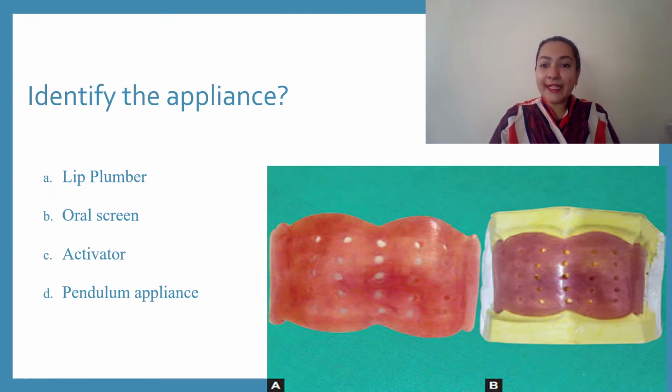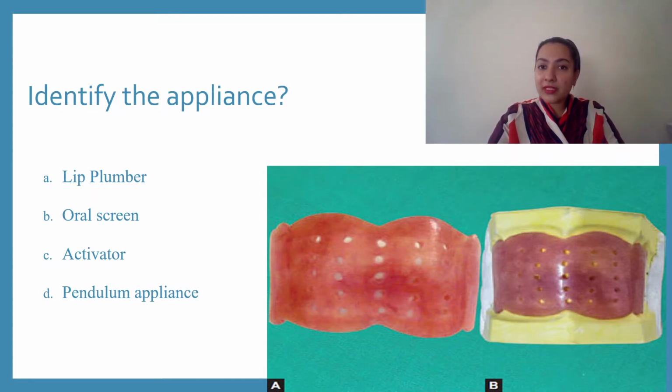Next question, identify the appliance. Is it a lip bumper? Lip bumper? No, it is not a lip bumper. Lip bumper is also known as lip plumber. It is used to remove the restrictive forces of the lips which are acting on the tissues. Next, is it an oral screen? Yes, this is an oral screen with a modification. Now oral screen, simple oral screen is one thing and oral screen with modifications, it is a different entity.